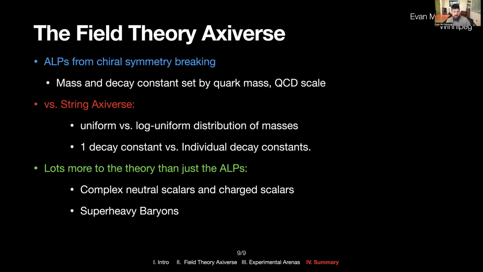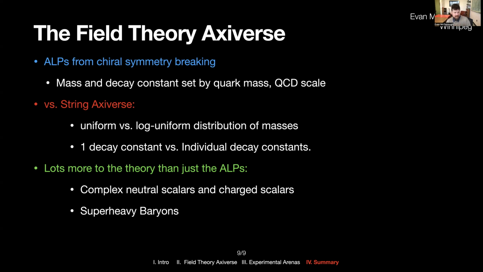So let me end here and summarize the field theory Axiverse. The big picture is we're thinking about Axion-like particles that come from chiral symmetry breaking. The mass and decay constant, in this case, are set by the quark mass or quark masses and the QCD scale. This differs from the string Axiverse in some key ways. In particular, when you want to think about statistical predictions for masses and decay constants, in the field theory Axiverse, the simplest picture that emerges is a uniform distribution, versus in the string theory picture, what appears to be emerging is a log uniform distribution of masses and decay constants.